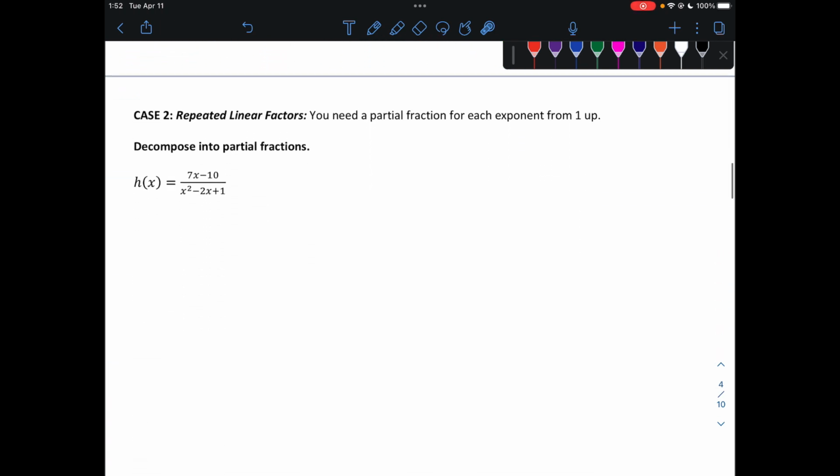case 2, a repeated linear factor. So you could still have a non-repeated linear factor, but then you also have a repeated linear factor. What do we mean by a repeated linear factor? That could be x squared, or x plus 2 squared, or x minus 4 squared, something like that. Or even x plus 8 to the 6th. Anything where the degree is higher than 1.